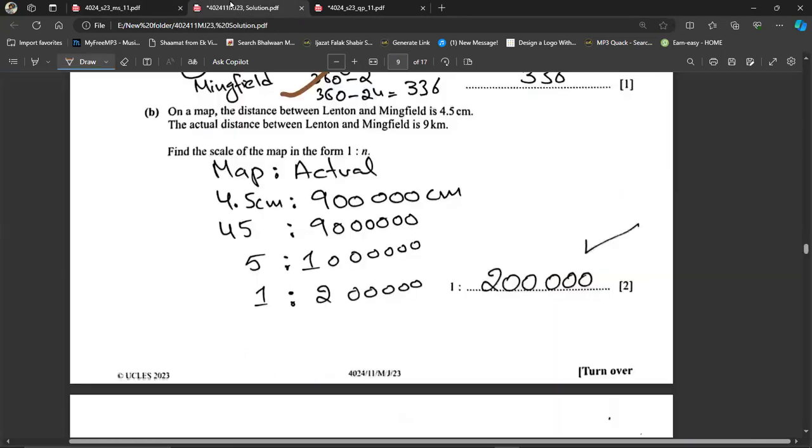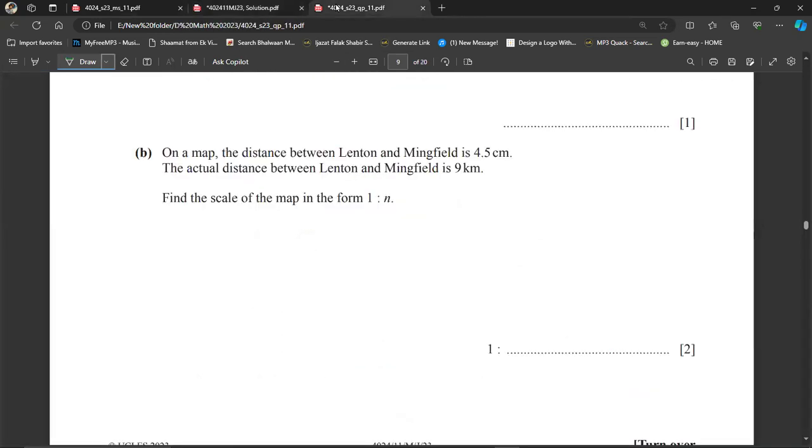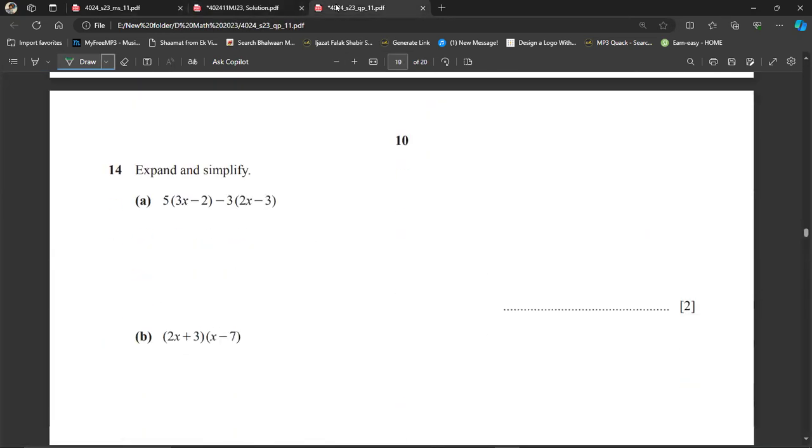200,000 is the right answer. Hopefully you understand. When we make the ratio, the units must be the same. Either both of the map and actual should be in meters, or they both should be in centimeters. So that was question number 13.